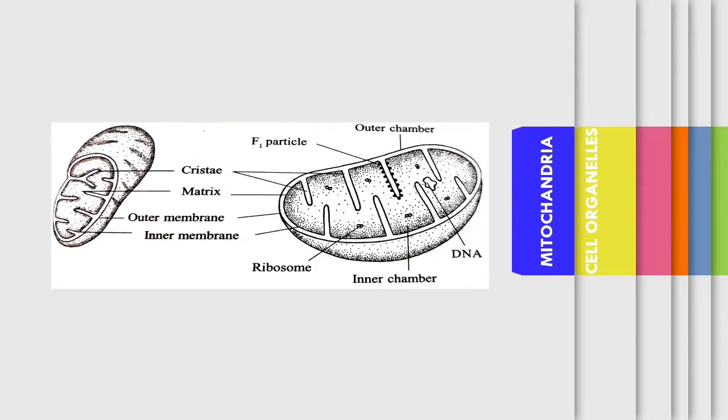Mitochondria contain many oxidative enzymes and coenzymes. These enzymes carry out the oxidation of food substances and thus liberate energy. The energy is utilized by the cell for the performance of its various activities. Hence, mitochondria are known as the powerhouse of the cell.